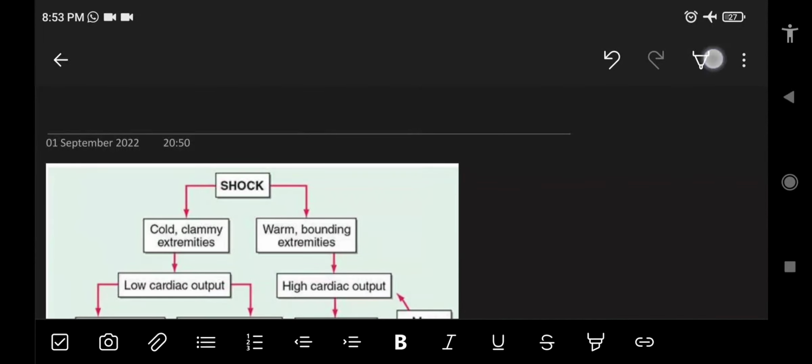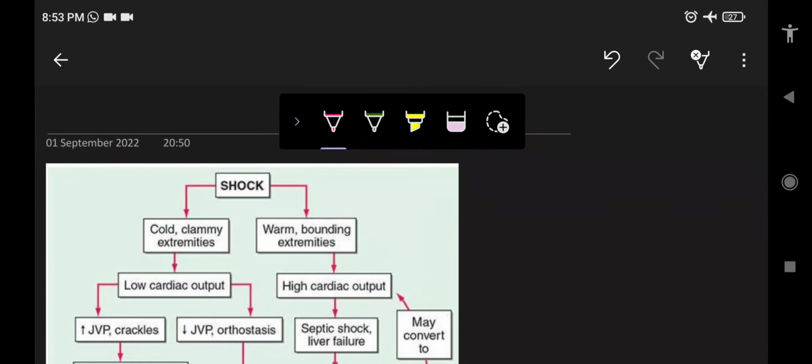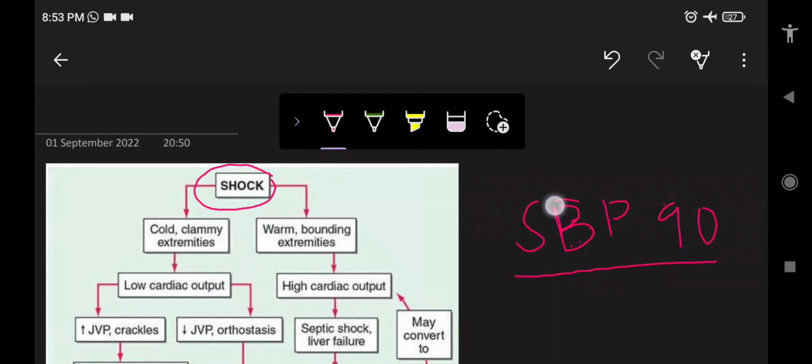Hello. Okay, we'll learn about the approach to a patient with shock. Say for example, there is a patient who comes with low systolic BP. Say for example, systolic BP is 90. Presents with SBP 90. So, what are the things we have to check immediately?